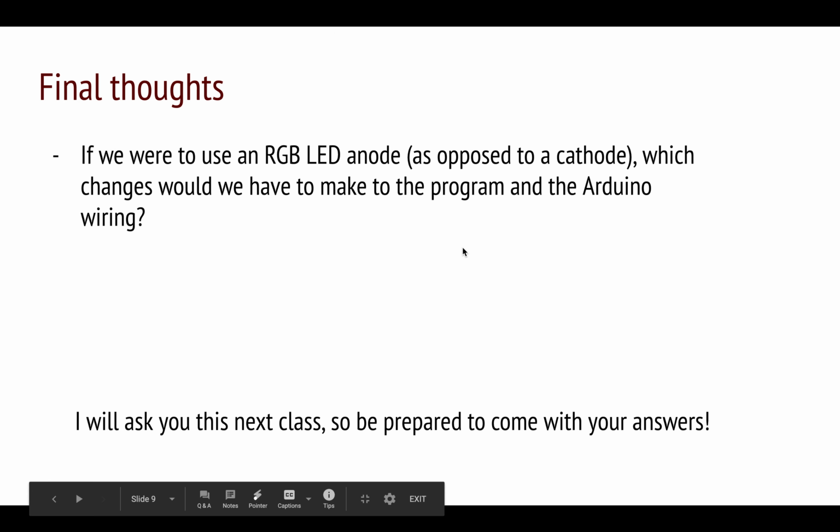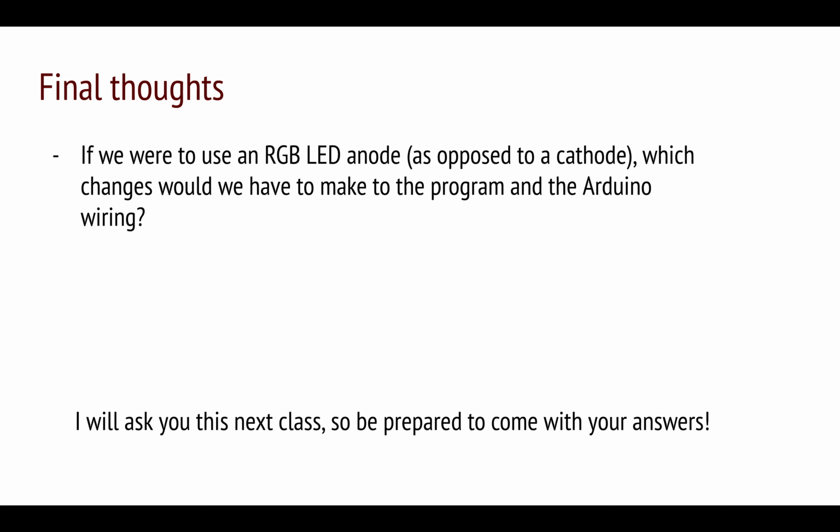Alright, here's a question to wrap up our lesson. If we were to use an RGB LED anode as opposed to a cathode, which changes would we have to make to the program and the Arduino wiring? I will ask you this next class, so be prepared to come with your answers.